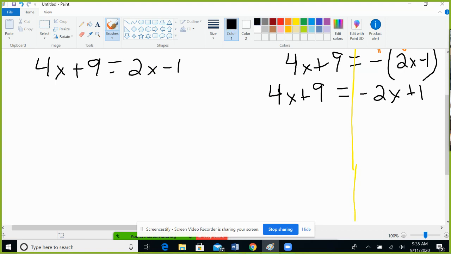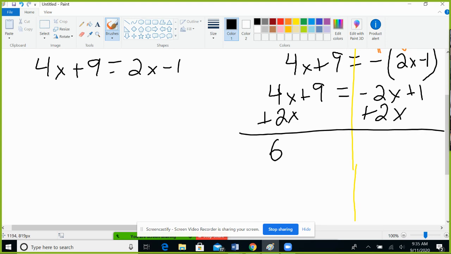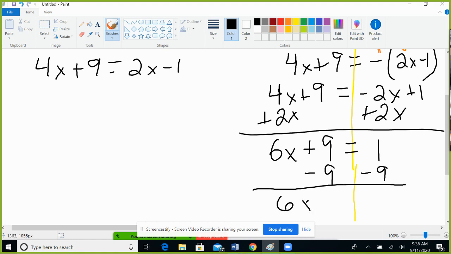What's my first step here, Canyon? Okay, plus 2x on both sides. So I get 6x plus 9 equals 1. What's my next step, Zach? Nice. Subtract 9 on both sides. So I got 6x equals negative 8.